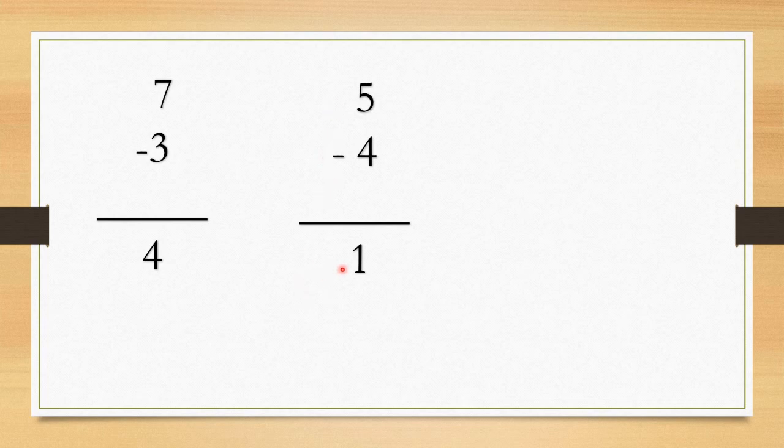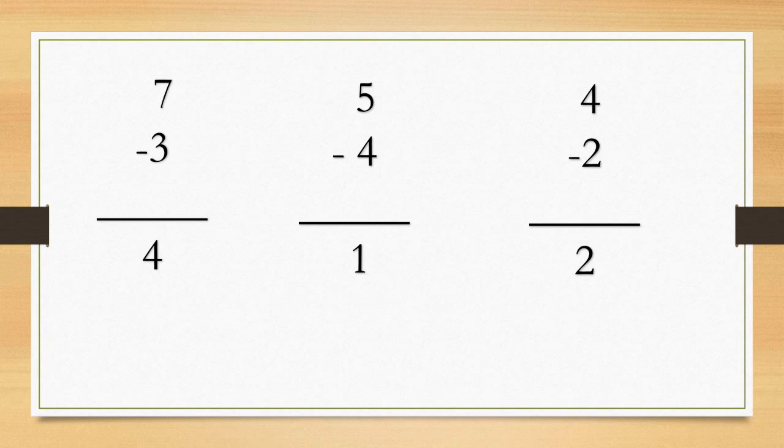Now next and last example is 4 minus 2. Find the answer. Anyone? Yes, tell me. 4 minus 2 is equal to 2. Yes, very good. 4 minus 2 is equal to 2. Now all of you know about subtraction very well.